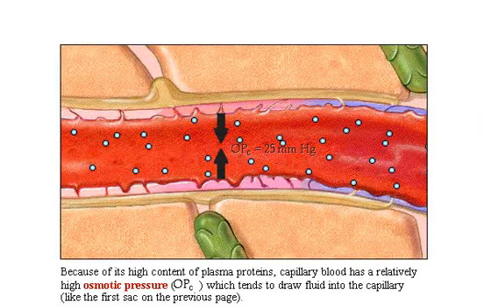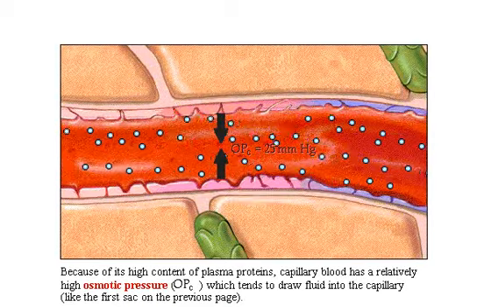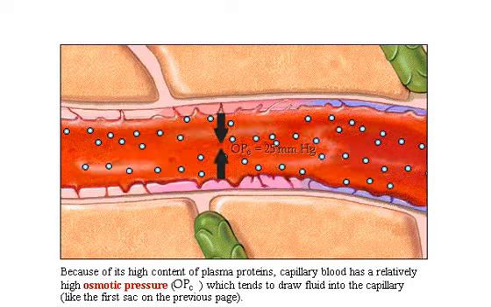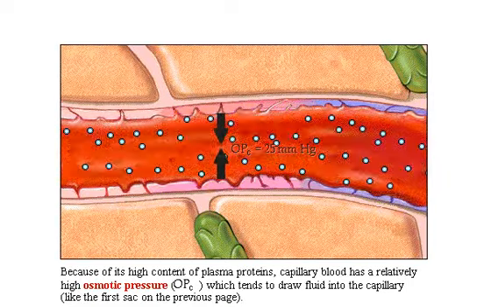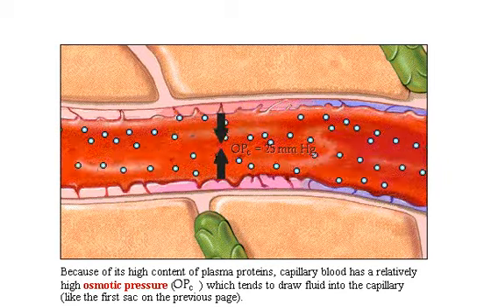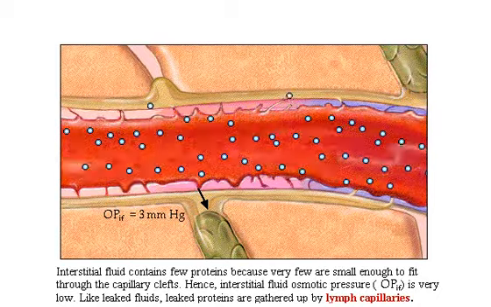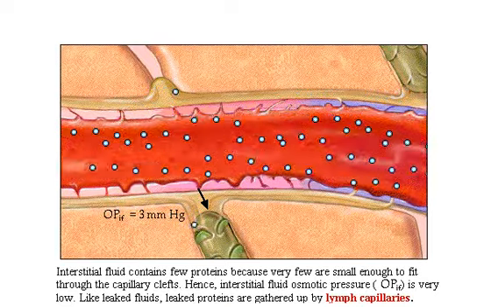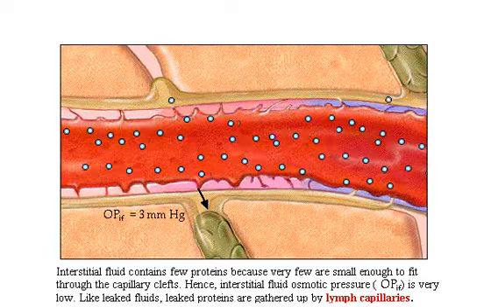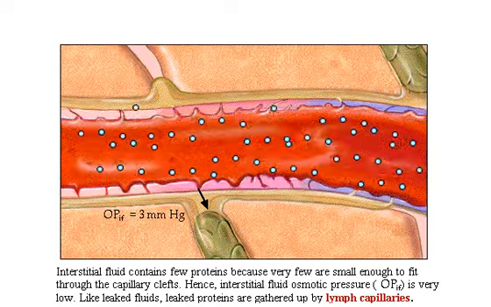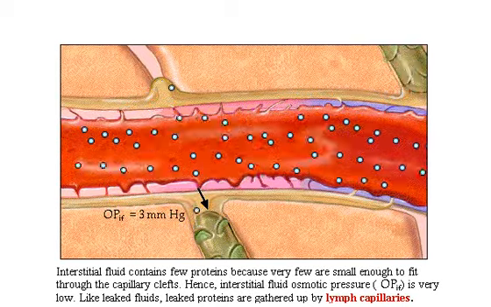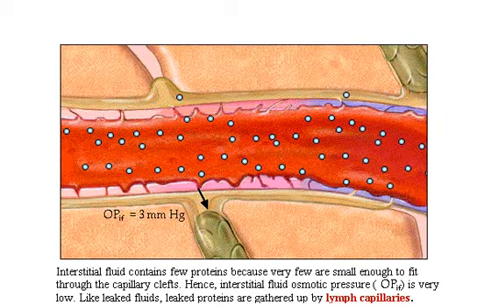Because of its high content of plasma proteins, capillary blood has a relatively high osmotic pressure which tends to draw fluid into the capillary, like the first sac on the previous page. Interstitial fluid contains few proteins because very few are small enough to fit through the capillary clefts. Hence, interstitial fluid osmotic pressure is very low, 3 millimeters of mercury in this example. Like leaked fluids, leaked proteins are gathered up by lymph capillaries.